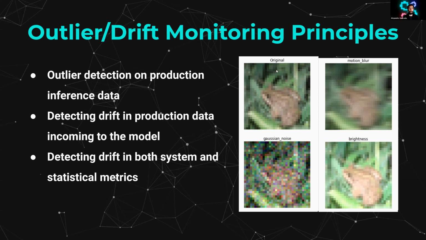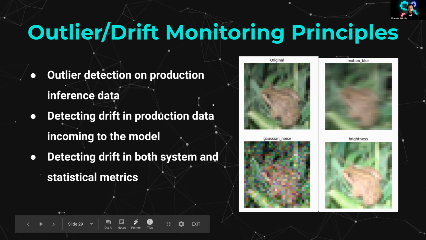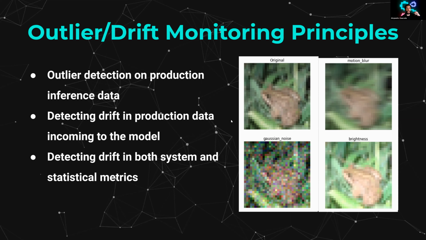So in these examples, what we're able to do is add some Gaussian noise, motion blur, and brightness to original images in the CIFAR data set, send them to the model, and then see how outlier detectors would be able to pick that up and say, hey, it's an outlier, right?